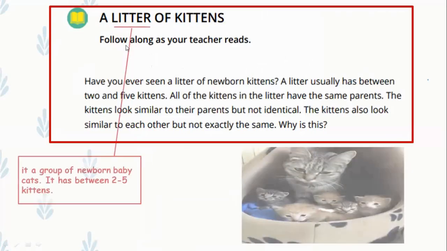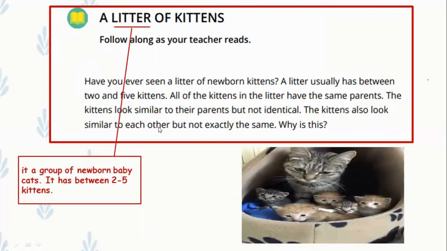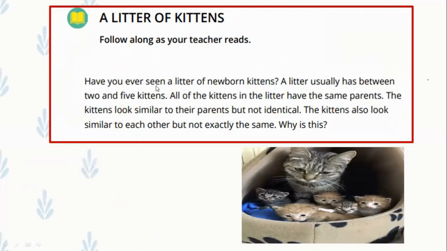What's a litter? A litter is a group of newborn baby cats, or baby kittens. It has between 2 to 5 kittens in it, as you can see in this photo. Let's read together. Have you ever seen a litter of newborn kittens? A litter usually has between 2 to 5 kittens. All of the kittens in the litter have the same parents, the same mom and dad.